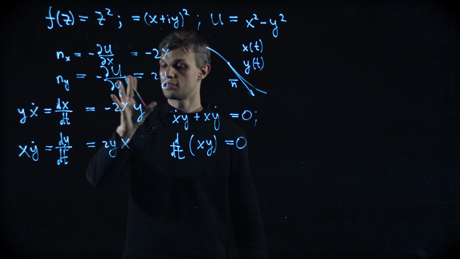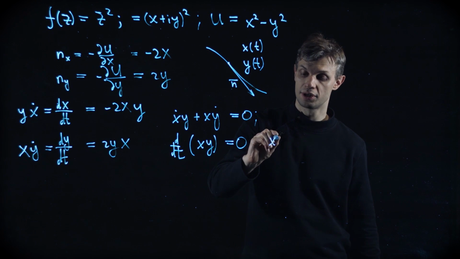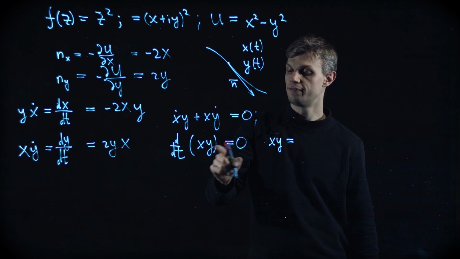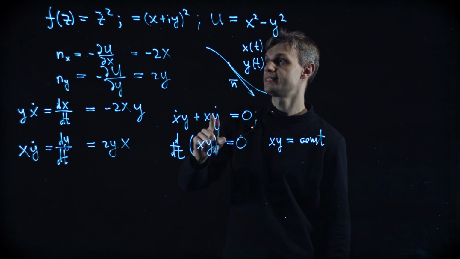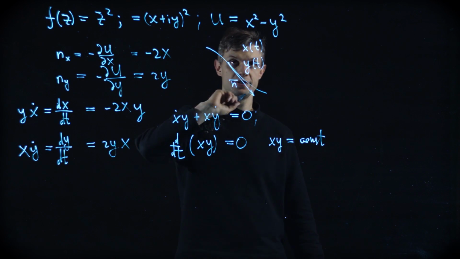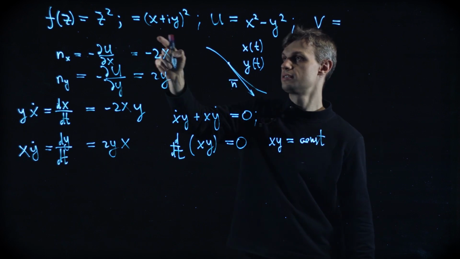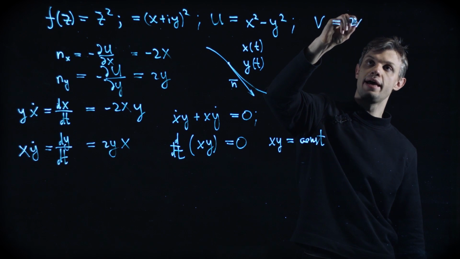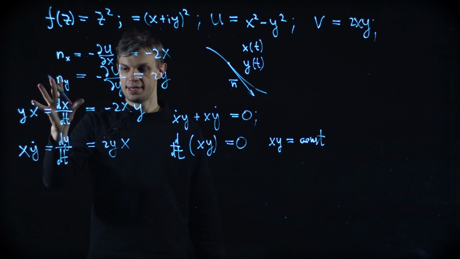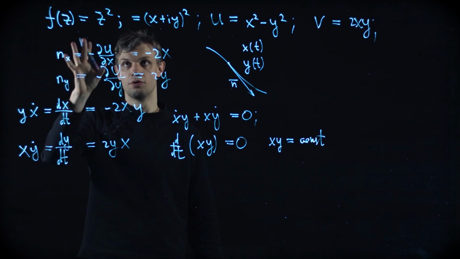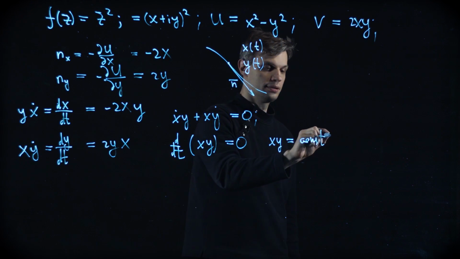So these are the curves of the steepest descent, and as you see, they lead to the constancy of this product. But this product is nothing but the imaginary part of this f of z function, right? Here it is. The imaginary part v is equal to 2xy. So the steepest descent directions for the u function are the level lines for the v function. All right.